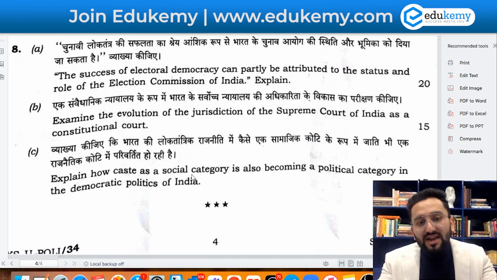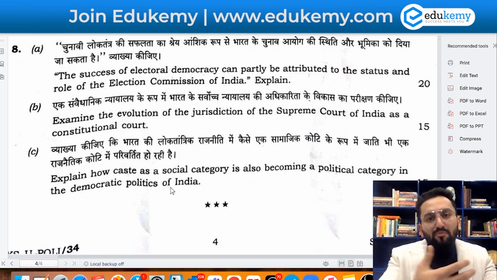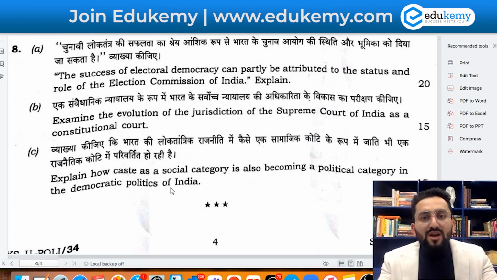Explain how caste as a category is becoming a political category in democratic politics in India. Direct question from caste, religion, politics. Isi way se main keh raha tha ki paper one is balanced, more on the easier side, expected themes. Kuch themes to aise hi hain jo agar aapne previous year questions pe bhi focus kiya hoga, to you will be able to express in minimum time.